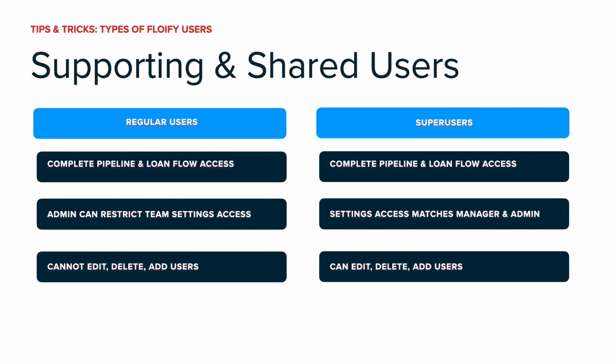So beneath the manager account, it can have multiple different supporting users, and then shared users really means that that supporting user has access to multiple different pipelines. And then the two different types of access that we have here are regular users and super users. Super users and regular users have complete pipeline and loan flow access.